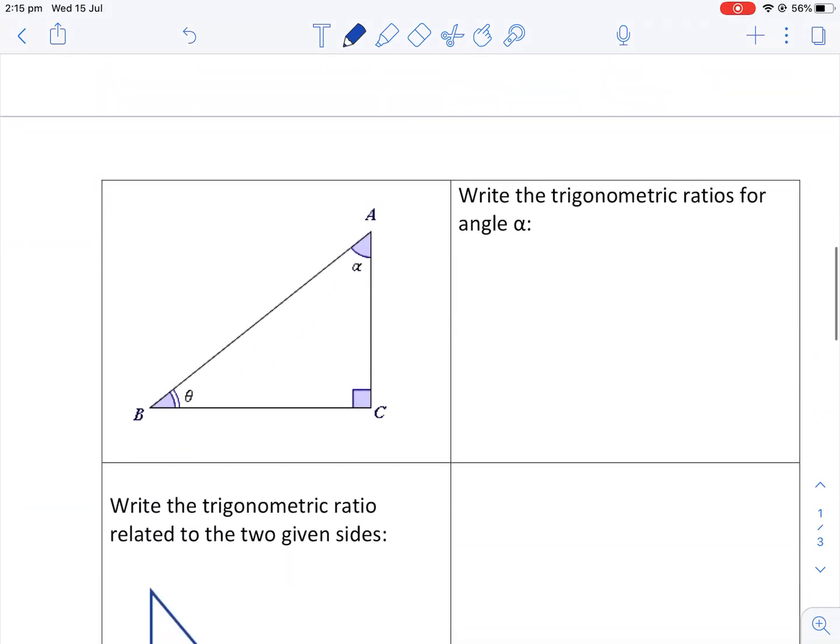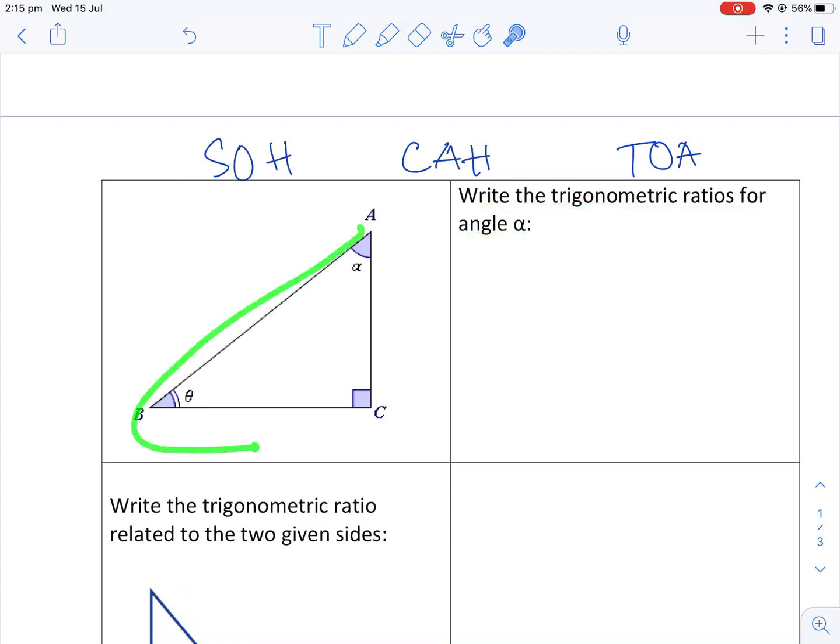Next question. Again, I will write SOH CAH TOA on top of every question, so I remember how the formula is. So this one, write the trigonometric ratio of angle alpha. So in this right angle triangle, we have alpha and beta. We have two angles. However, they just asked us to write the trigonometric ratio for alpha only. So this one, we're going to work with alpha only.